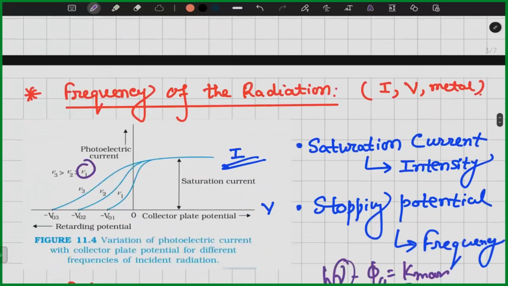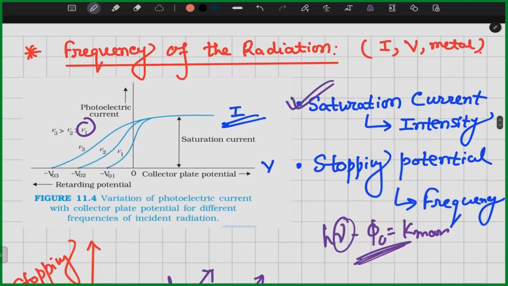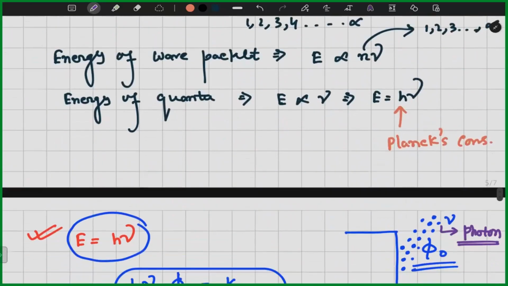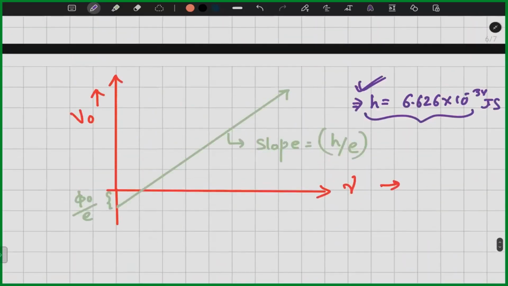Okay, so now we can say that it is explainable that the saturation current strictly depends on the intensity, not on the frequency, and the stopping potential depends on the frequency, not on the intensity. Okay, so from this, Einstein's theory is totally established.